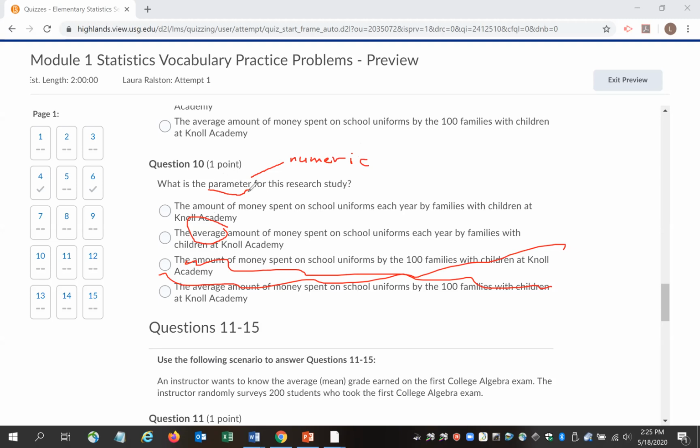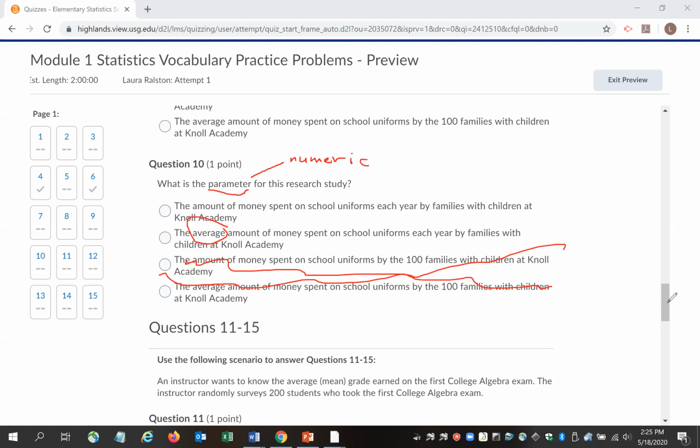So you have to tell me what numeric measurement you're going to use for the population. Now, honestly, the phrasing for the parameter and the phrasing for the statistic really are the same, with the exception of who you are doing it for.